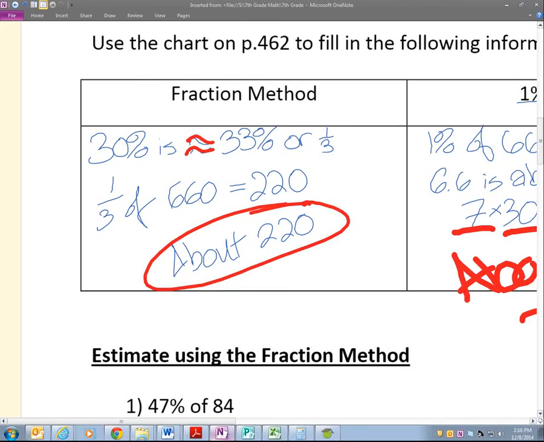Yes, ma'am? Yep. It'd be about 220. So you could just do it like this. Yes. We multiplied 1/3 by 660, or divided 660 by 3.